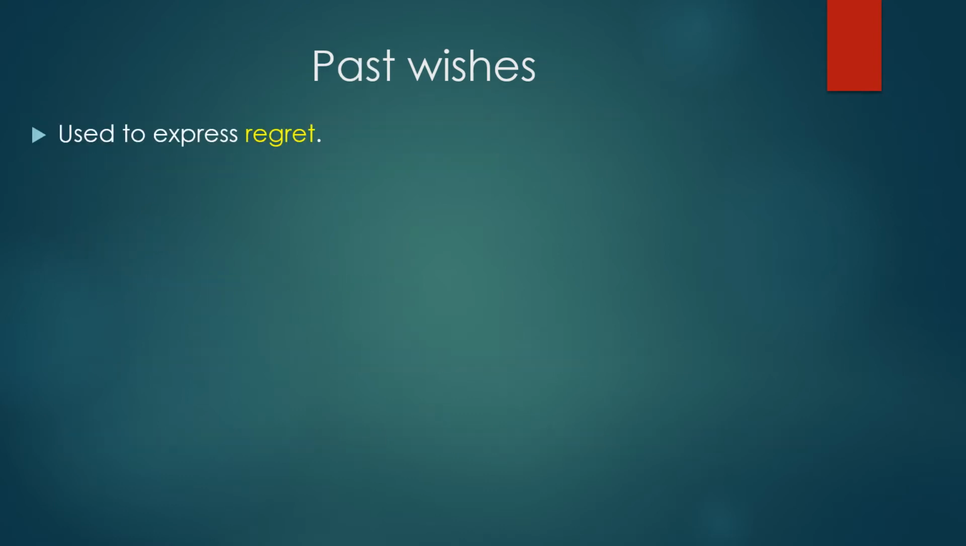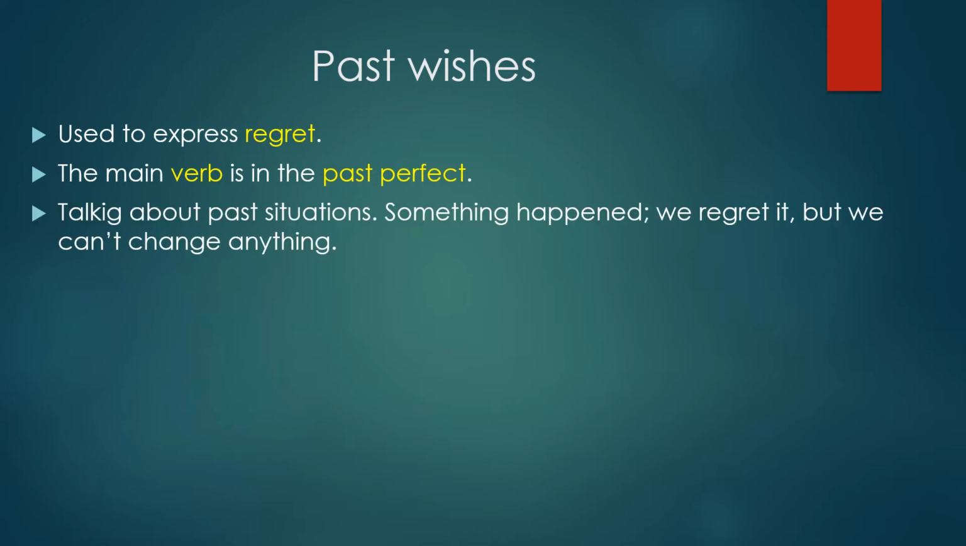Past wishes are used to express regret, and for the main verb we use the past perfect. And again, we are talking about past situations, meaning that something happened, we regret it, but we cannot change anything. So we use the past perfect for the main verb.